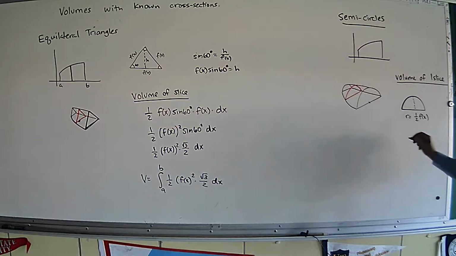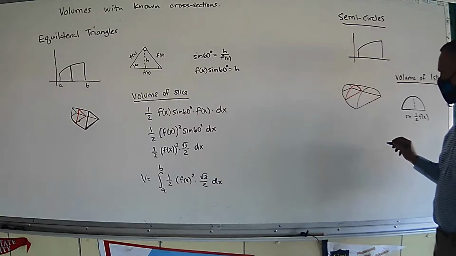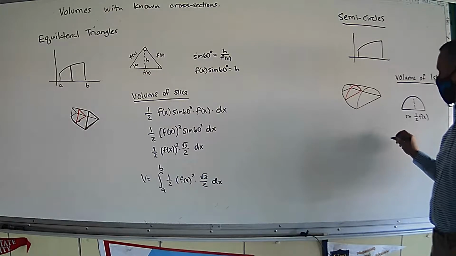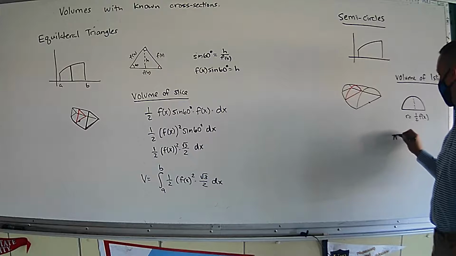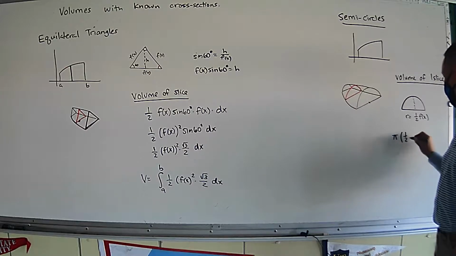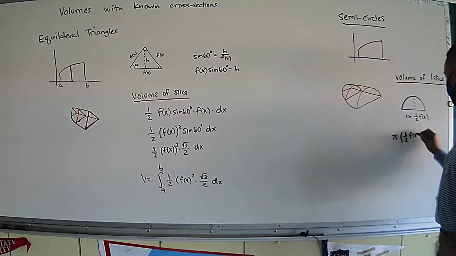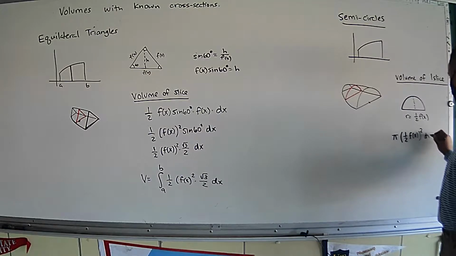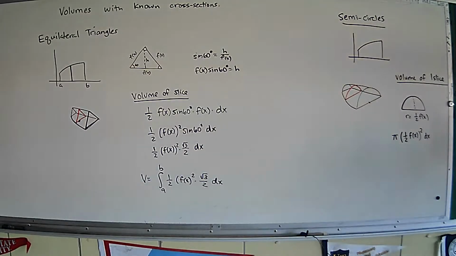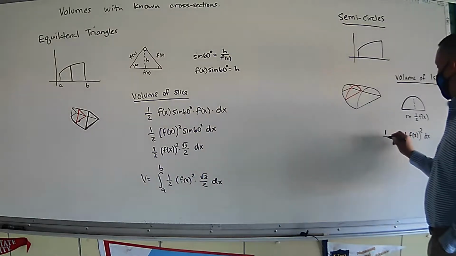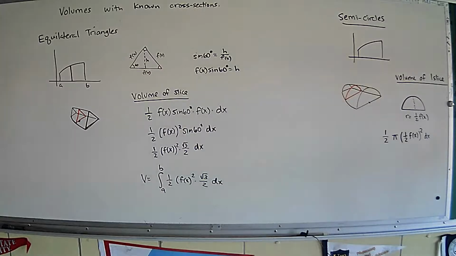So what's the volume of that slice? Pi r squared dx. Huh? That's not it. Because that right there would not be a semicircle. That would be a whole circle, right? So we would need to multiply this by 1/2.